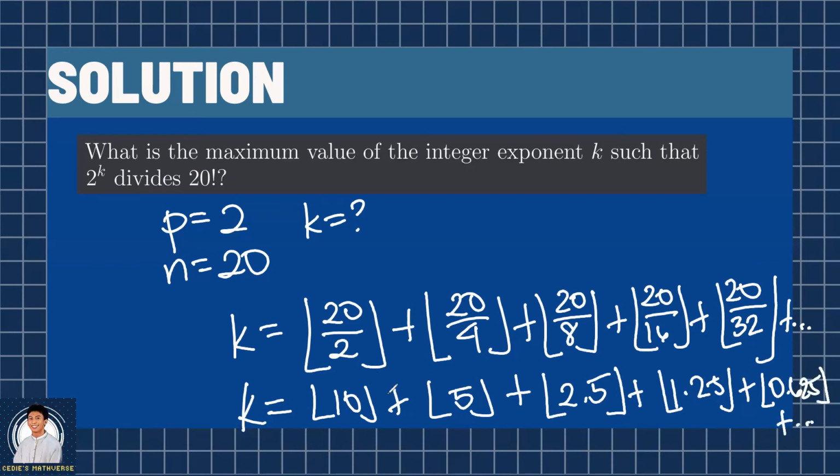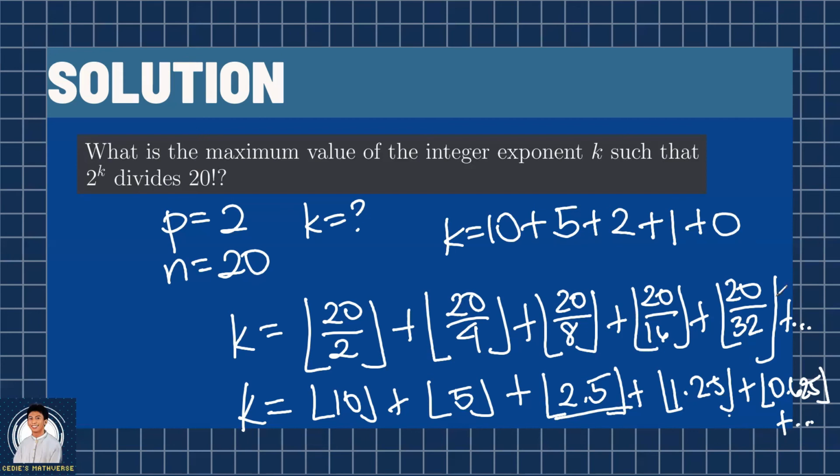As we can see, the floor of 10 is 10 since it is an integer, as well as 5. The floor of 5 is 5. The floor of 2.5 is the greatest integer less than or equal to 2.5, which is 2. Then for 1.25, the greatest integer less than or equal to 1.25 is 1. For 0.625, the floor is 0.